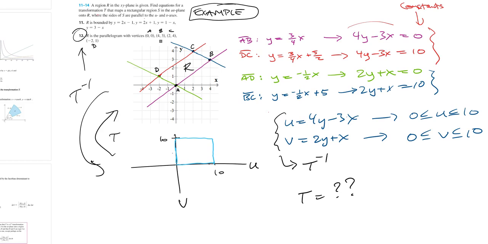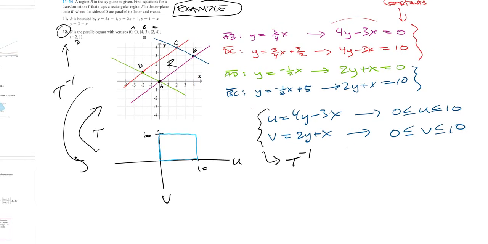What is T? So what you do is you solve for x and y in the u and v equations, and you get T from that. Before we do that, though, let's just see what's happening here. Let's see what goes to what. If you notice, u equals 4y minus 3x. So when u is 0, that is right here, and that corresponds to where AB is, because u is 4y minus 3x.